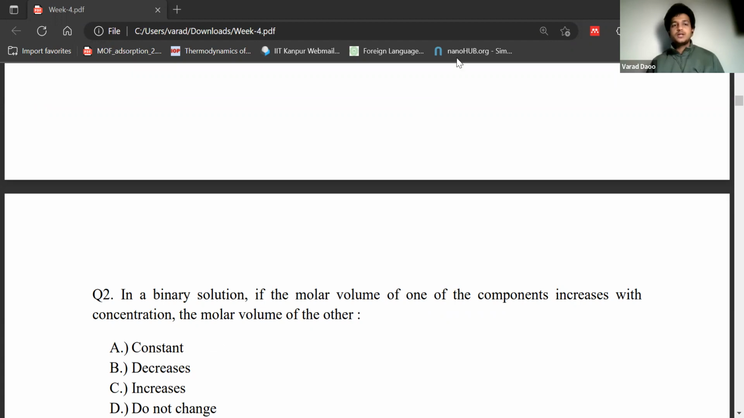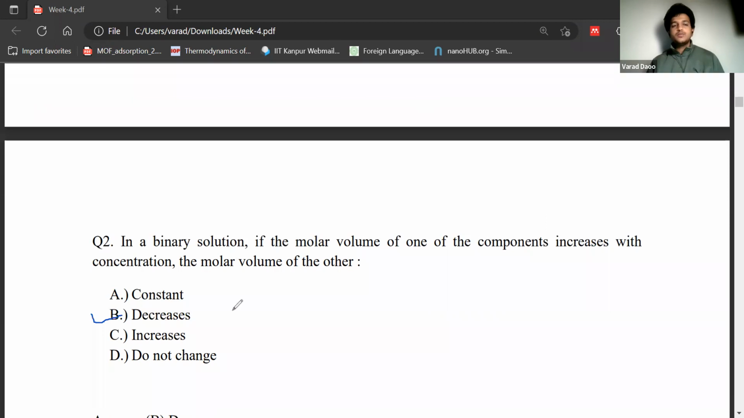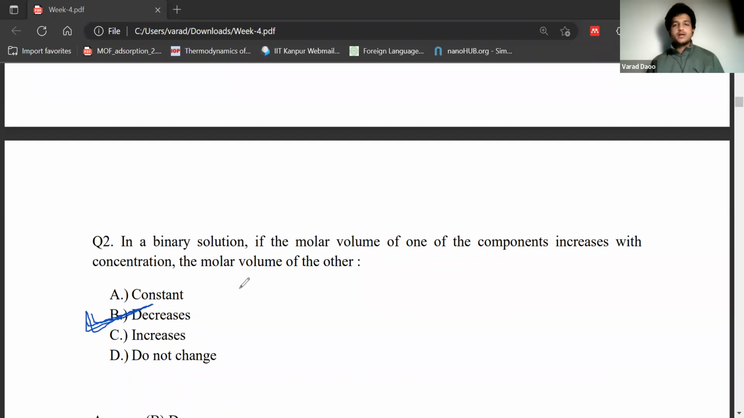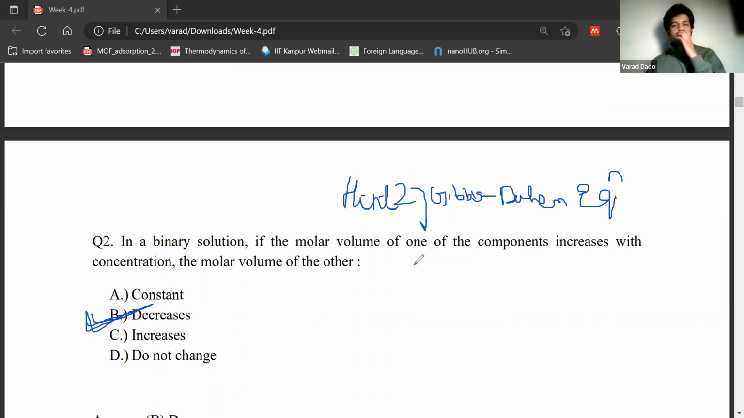Anybody got the answer? The answer is option B, decreases. Right? Correct answer is option B. I can give one more hint. So how do you solve the problem? You use what is called the Gibbs-Duhem equation, right? Use Gibbs-Duhem.